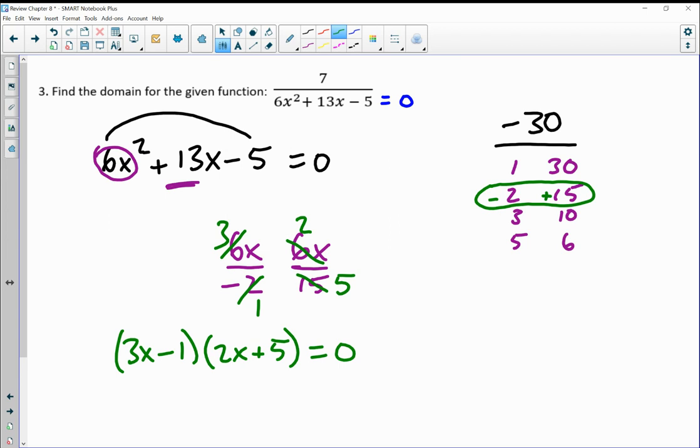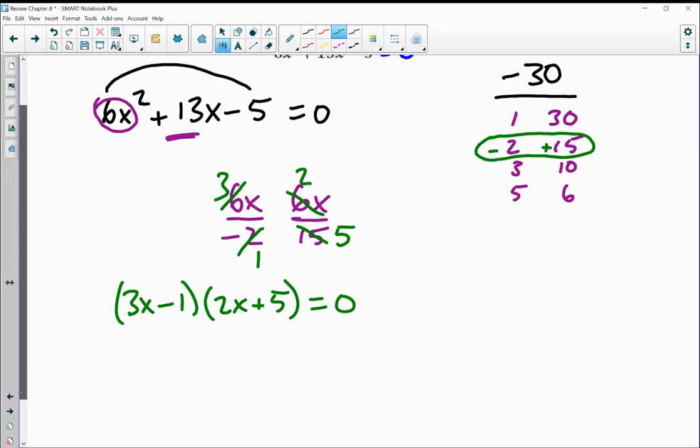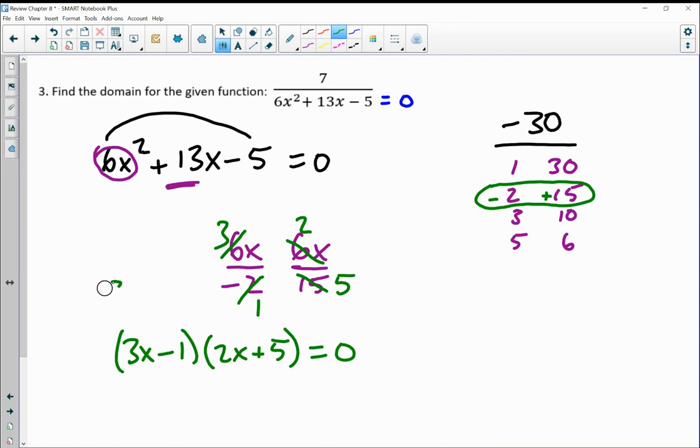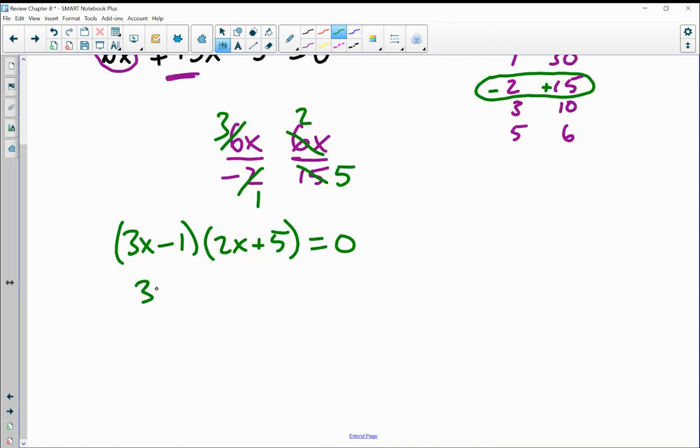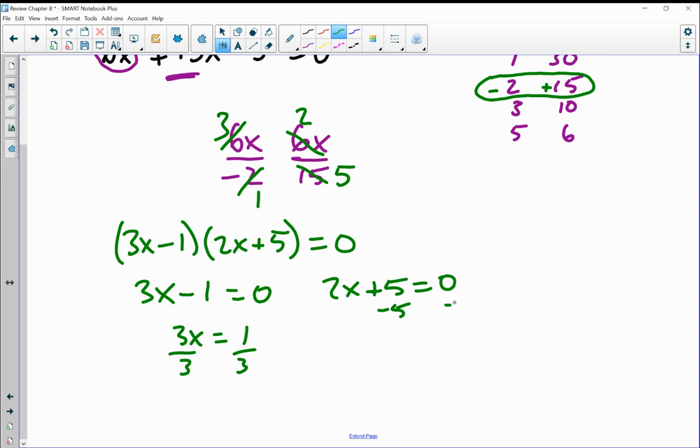Okay, and so we're setting these factors equal to 0, and now we solve. Okay, so we can just set each factor equal to 0. So 3x minus 1 equals 0. Add the 1, divide by 3. So x equals 1/3. 2x plus 5 equals 0. Subtract 5, divide by 2. Okay, so x equals -5/2.